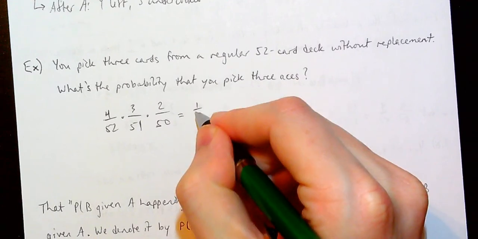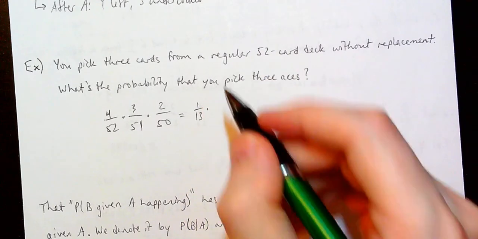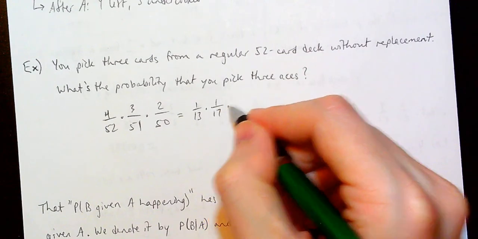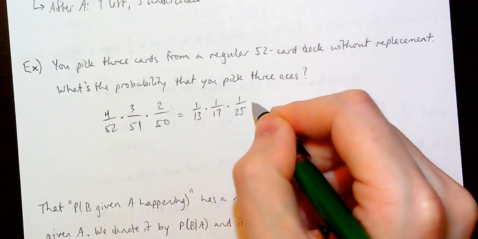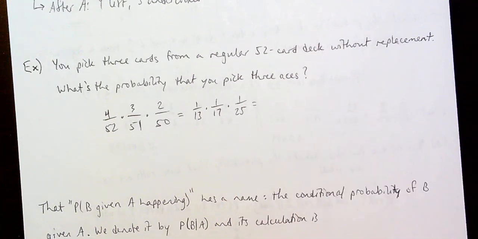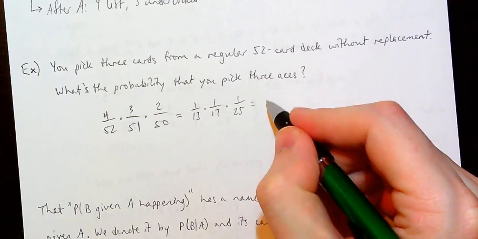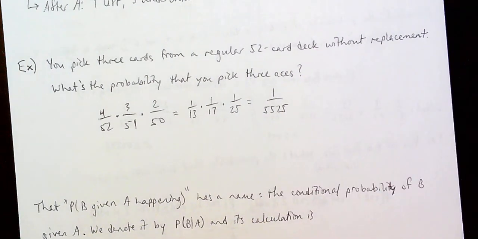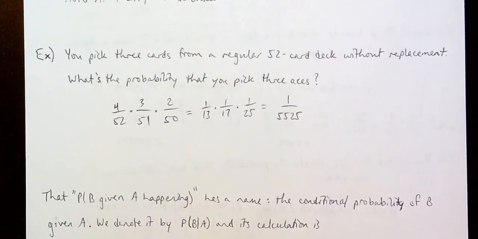We can simplify each of these fractions. 4 over 52 is 1 over 13. 3 over 51 is 1 over 17. And 2 over 50 is 1 over 25. And if we do 13 times 17 times 25, we get 5,525. So that's the probability that we pick 3 aces here.